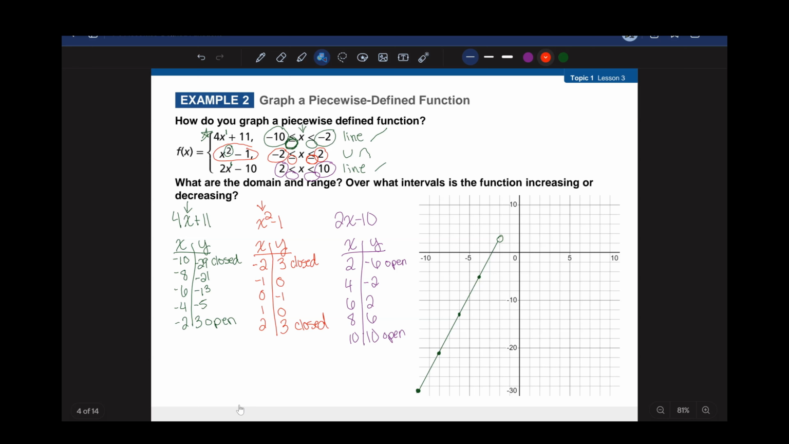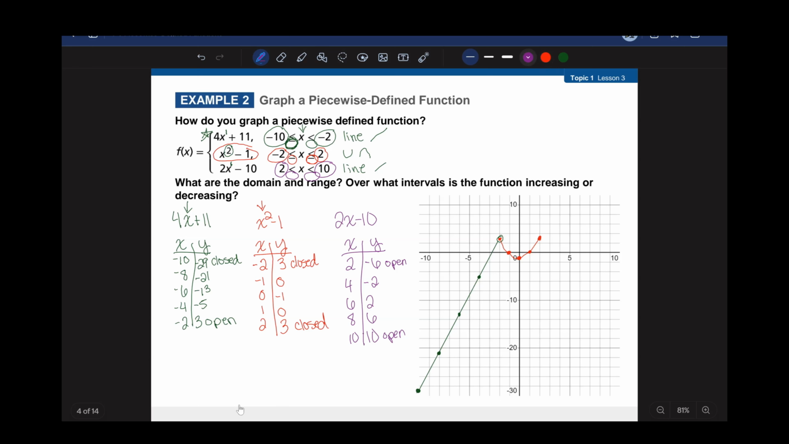So I have a closed circle at -2, 3. Now it's overlapping here, so I'm just going to kind of draw it inside of my circle there. All right, closed, and then we have -1, 0, 0, -1, 1, 0, and another closed circle at 2, 3. So this is a curve. We already knew that was going to be a curve. So we draw that in.